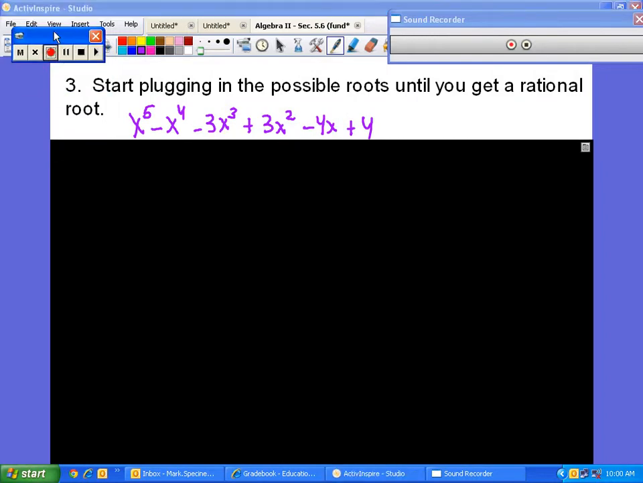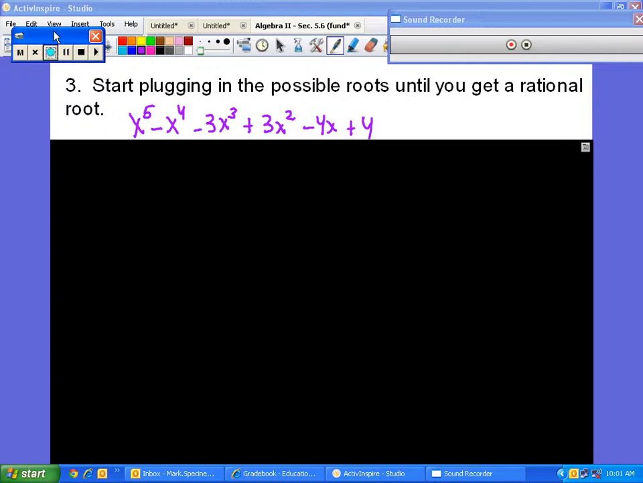is you're going to... Now, yesterday, we were looking just for rational roots. We're looking for all of the rational roots. So we plugged in all of the possible rational roots. Today, we're not going to do that. Today, we're only going to plug in until we get a hit. In other words, we're only going to plug in until we get a rational root.